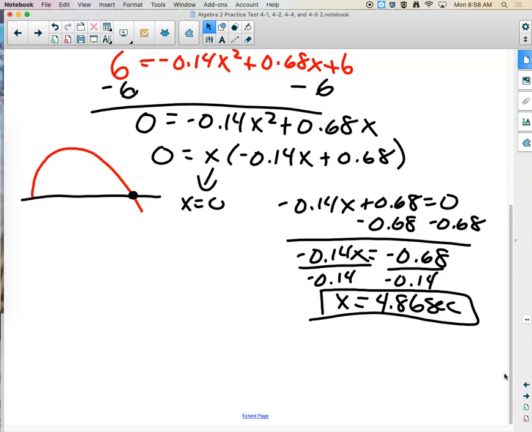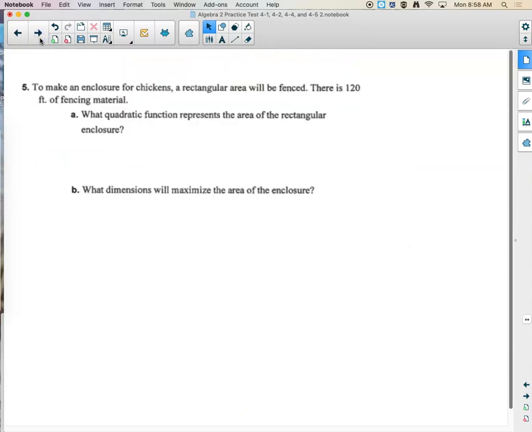Now, could you plug this into the calculator and use Blinky to find the 0? Absolutely. If you were good at that on Friday and you want to do that, do that. But this way you're showing work, and you wouldn't have to use a graphing calculator if you didn't want to. We always show you how to use it, but then you have the option of doing this by hand instead.